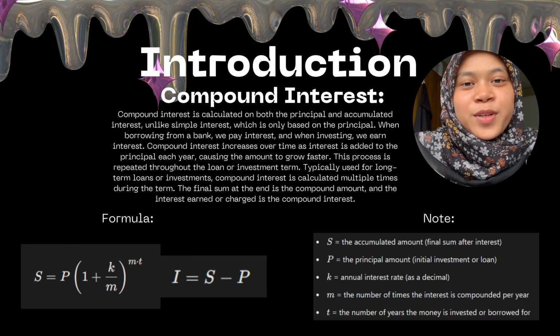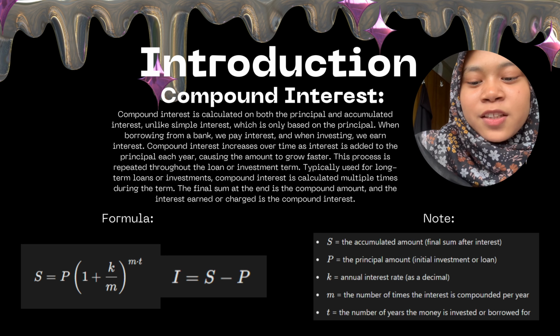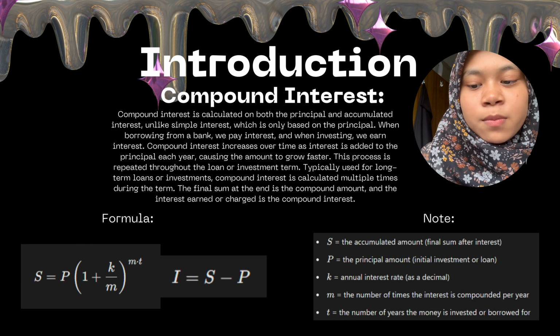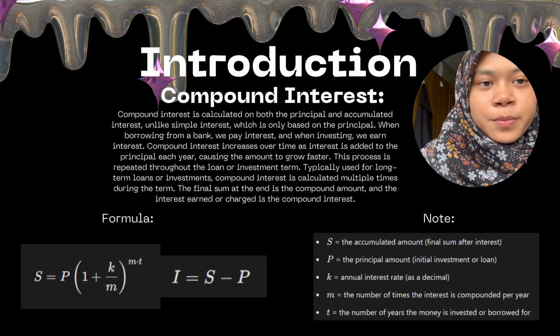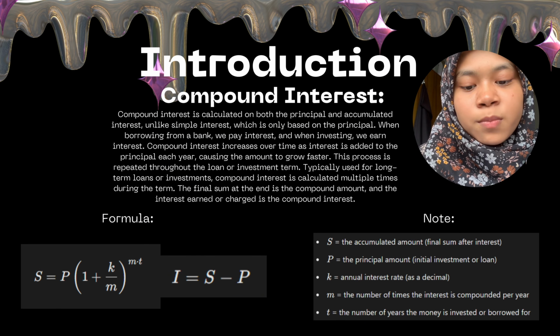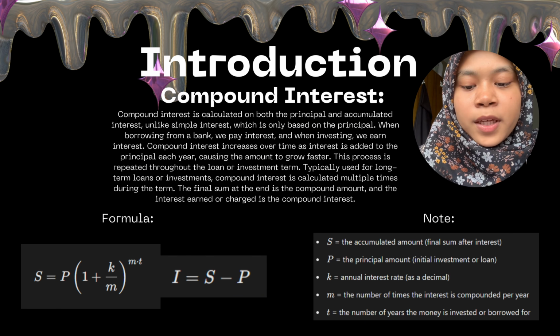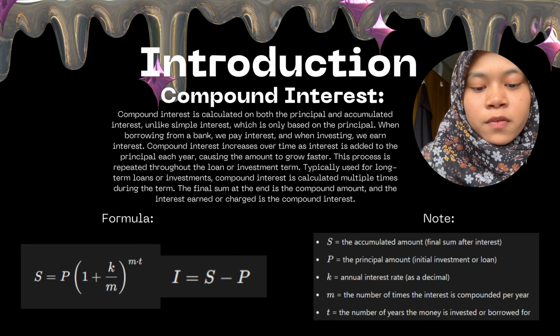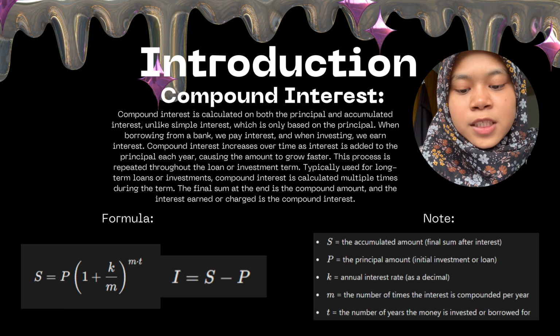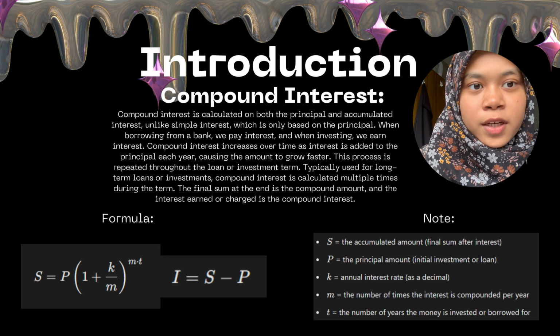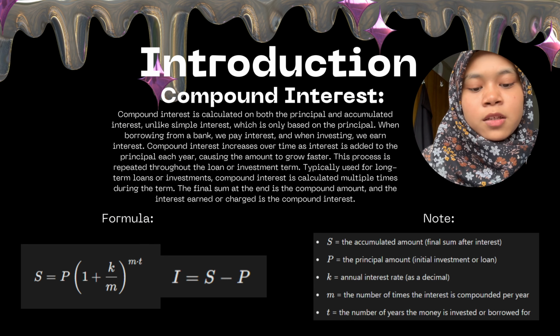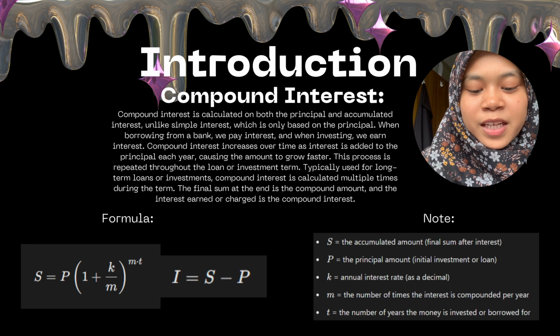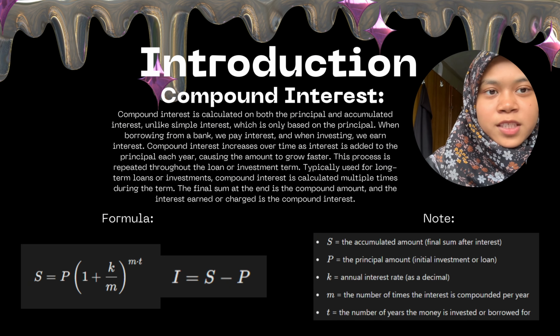Firstly, we start with compound interest. Compound interest is calculated on both the principal and accumulated interest, unlike simple interest, which is only based on the principal. When borrowing from a bank, we pay interest, and when investing, we earn interest. Compound interest increases over time as interest is added to the principal each year, causing the amount to grow faster. This process is repeated throughout the loan or investment term, typically used for long-term loans or investments.